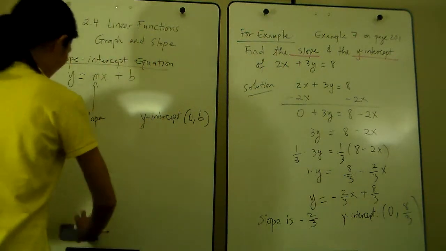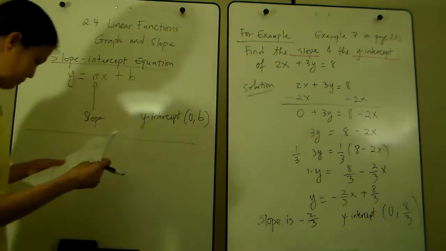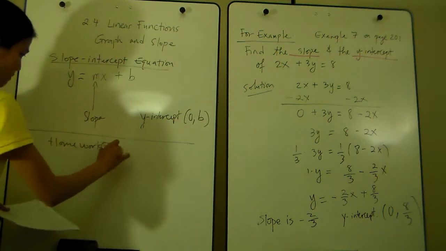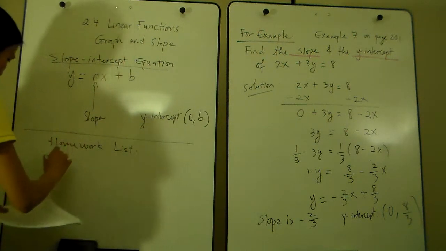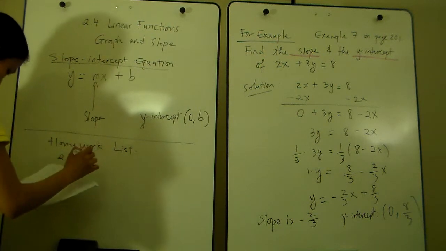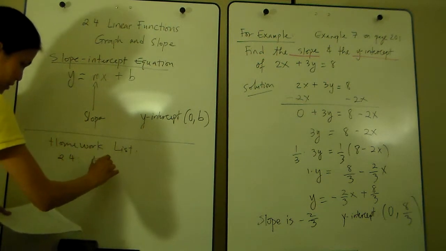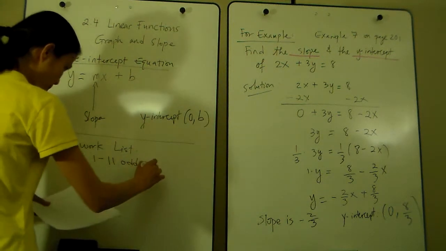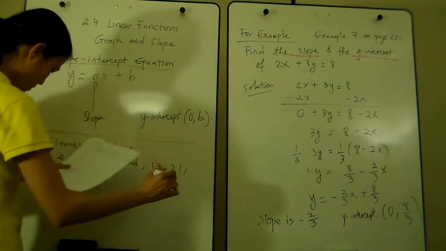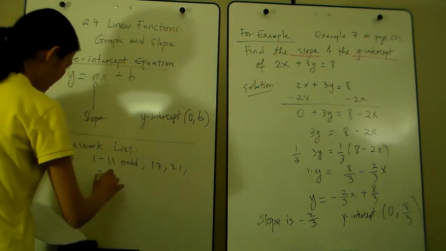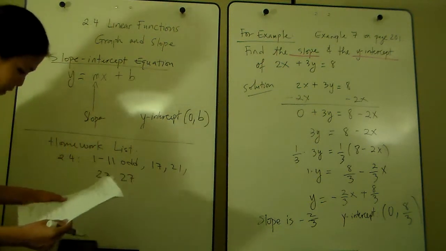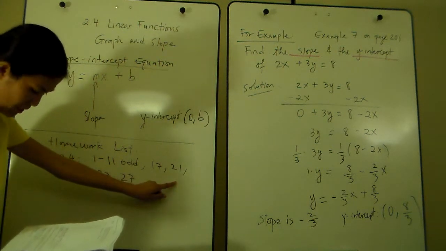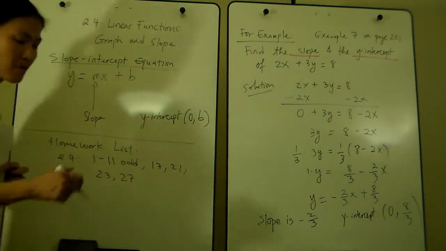And here is the homework list for section 2.4: numbers 1 to 11 odd, 17, 21, 23, 27.